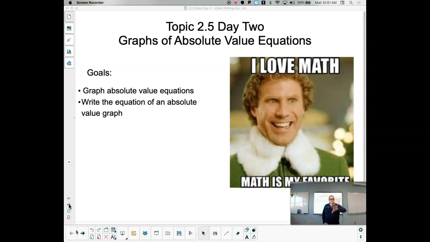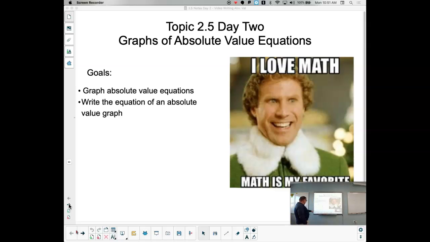Today, we're going to refresh our memory from yesterday on graphing absolute value equations. And then we're going to take things and go backwards, in reverse. I'm going to give you the picture of the graph, and I'm going to ask you for the equation of the graph. Okay? So, let's dive right into this.